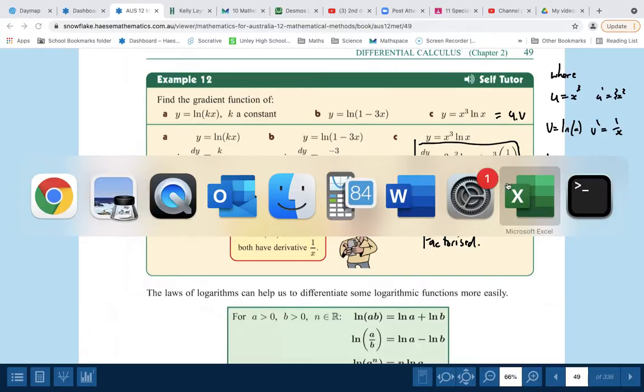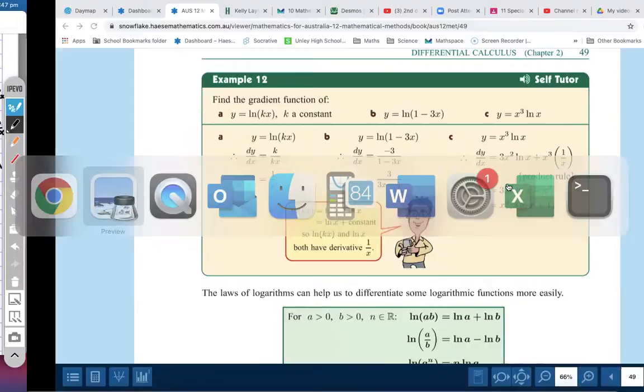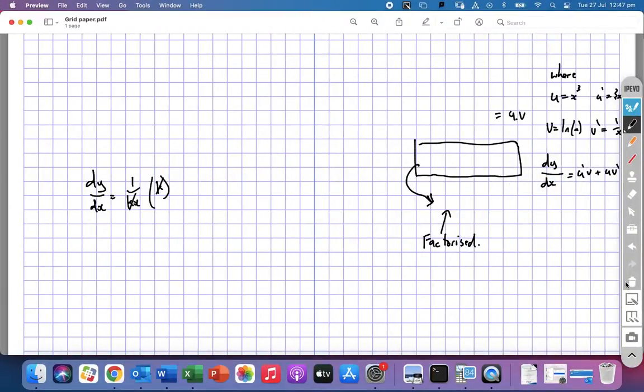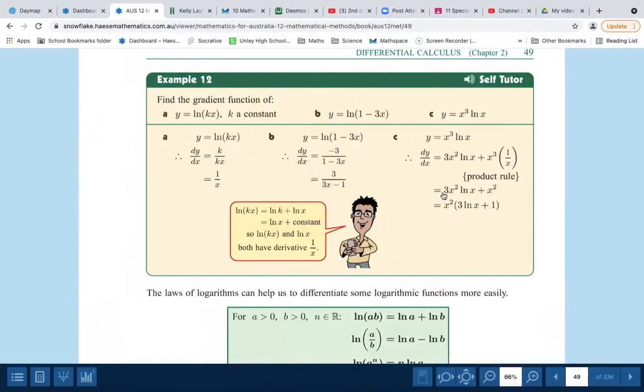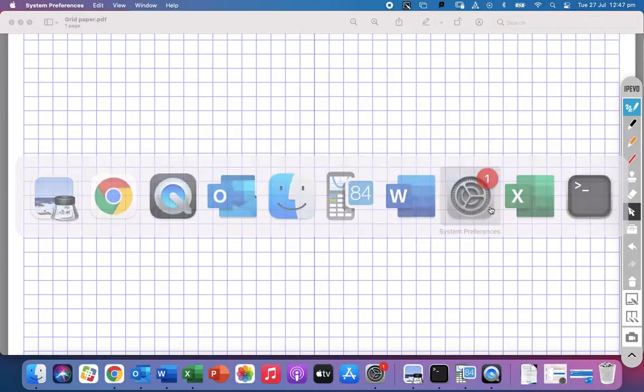Okay. Please also look at example 13 in your books. I'll just briefly discuss. Hang on, it won't let me go down. Let me try that again.